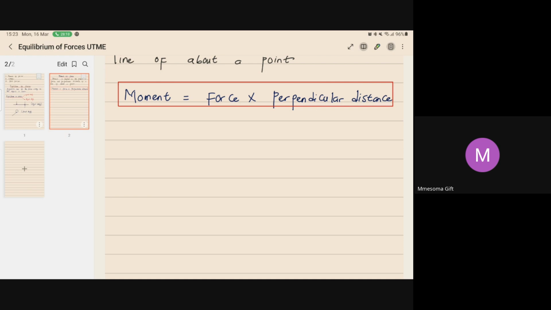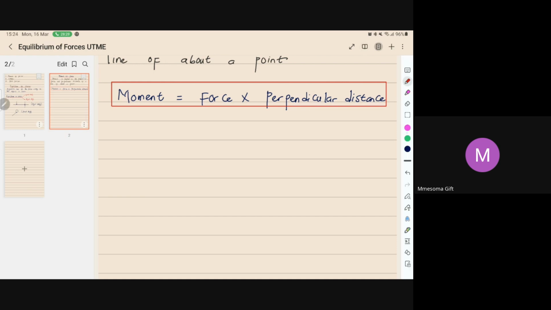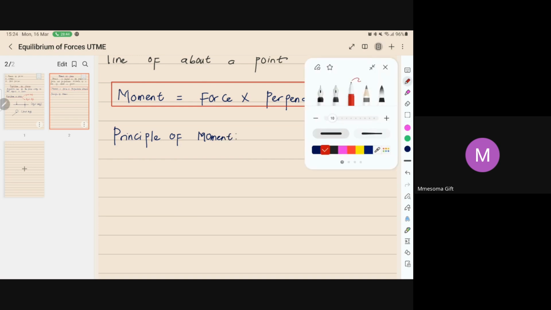I'm glad that Lillian has said that one. So the sum of clockwise moments about a point is equal to the sum of the anti-clockwise moments about a particular point as well. So now that is what we regard as the principle of moments.